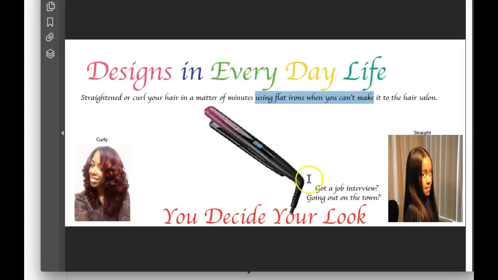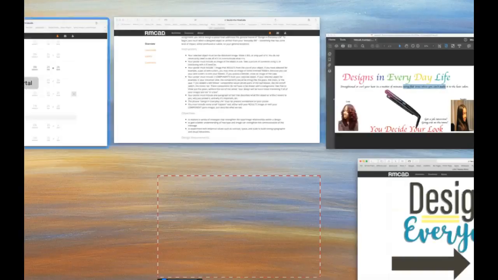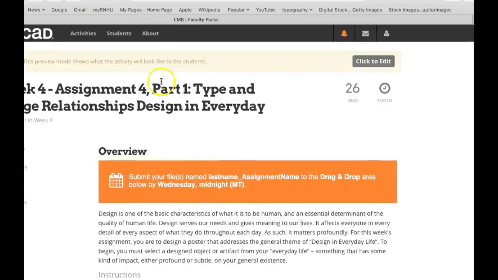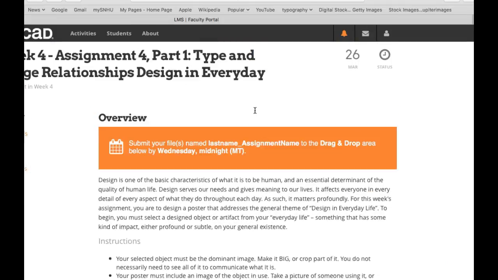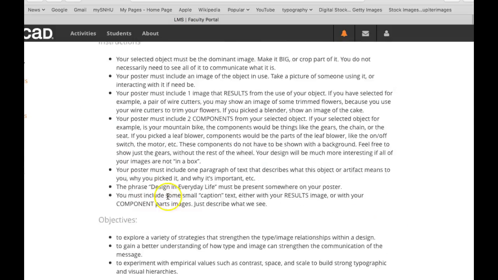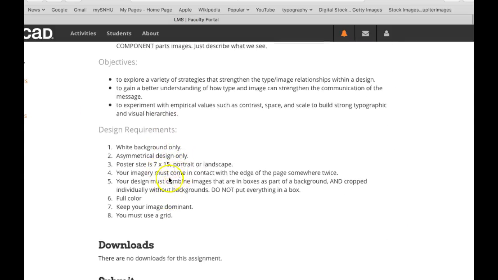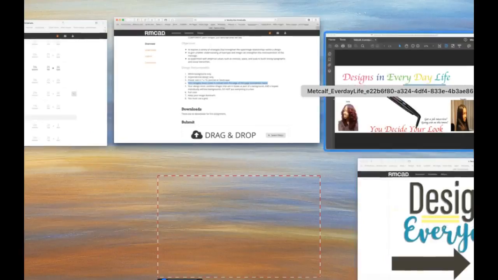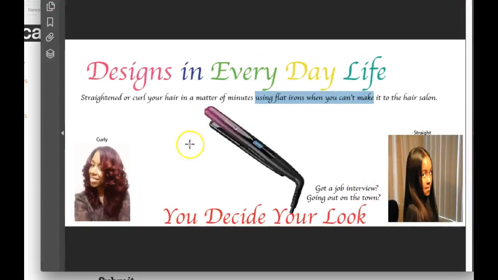If you have any questions right now, as I said, I think the main issue is that you're not really conforming to the specifications of the project. Those are right here: Assignment 4, Week 4, Part 1, type and image relationships to design in everyday life. This is the overview. You should go through each one of these bullets. Oh, there's another one that you missed too, sorry. Your imagery must come in contact with the edge of the page in 3 different areas. Well, we don't see any.